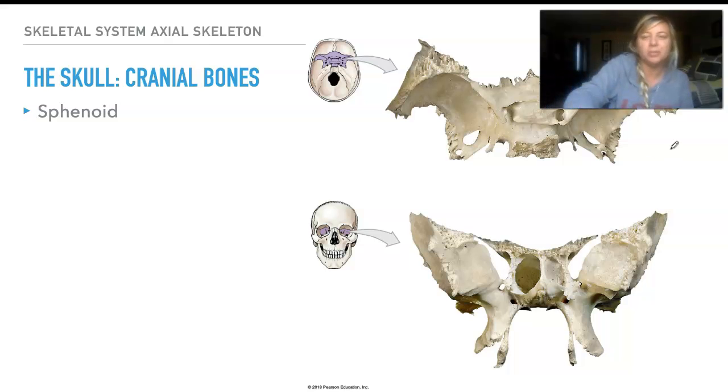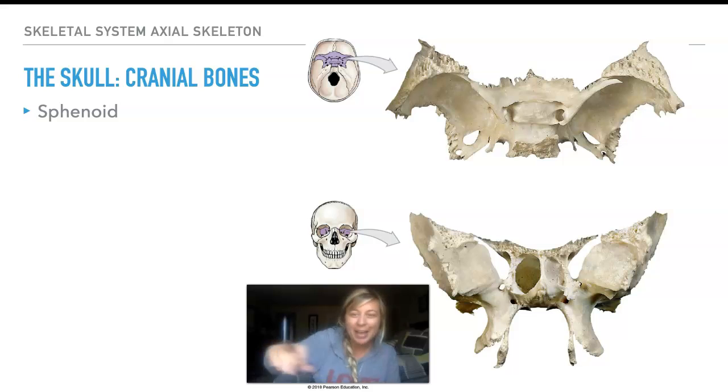Our next bone, this is, I guess, my favorite bone of the skull because it looks like a bat. It's called the sphenoid, or it's also referred to as the bat wings. And so if you look at it, it kind of looks like the wings of a bat, if you use a little imagination. So you can see a couple different views here. So this would be like a superior view of it.